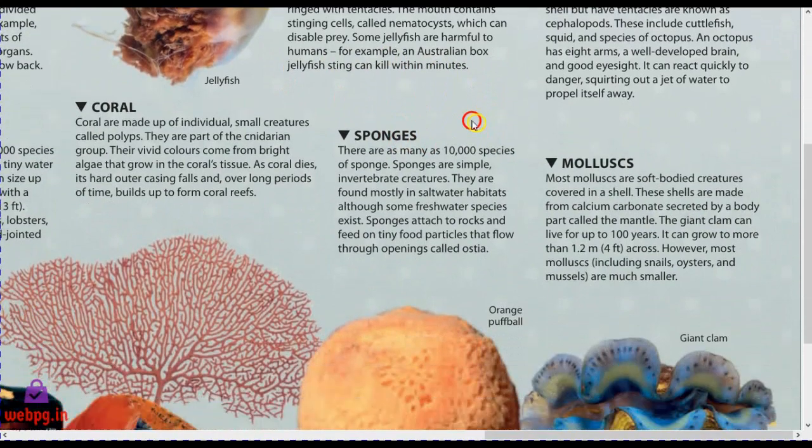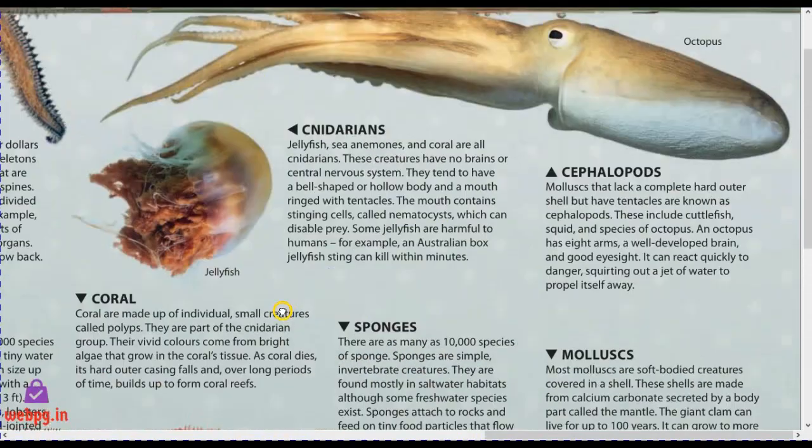And sponges are very interesting. There are as many as 10,000 species of sponges. Sponges are simple invertebrate creatures. They are found mostly in saltwater habitats, although some freshwater species exist. Sponges attach to rock and feed on tiny food particles that flow through openings in their cells.